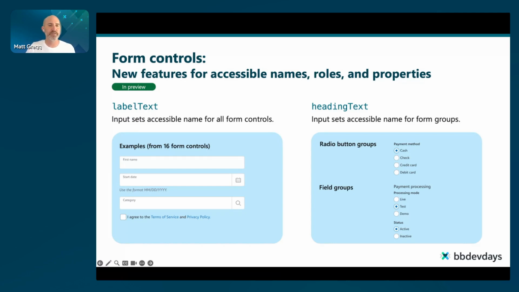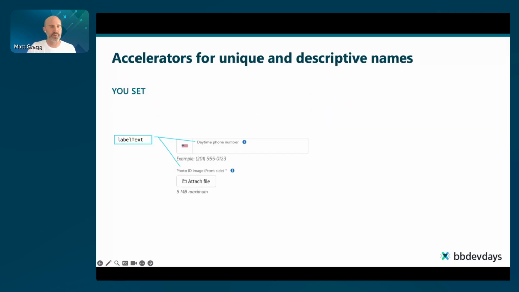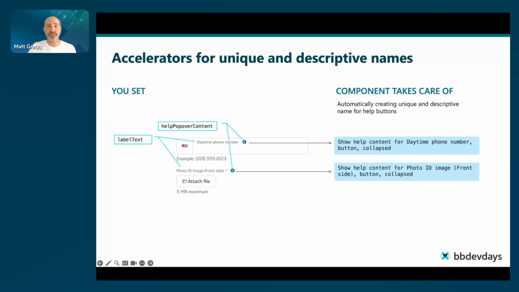So this is also starting to pop up with some of our form controls, where label text can be an input as well as heading text, and those get set automatically for their labels. What's cool about this is we started to build in some accelerators for unique and descriptive names. Once a label text is set for a particular component, you just set it once, and it's automatically going to set the context for, for example, help buttons, which is a common case where user assistance can be needed for forms. So you set the label text and the help popover content, and it's automatically going to build those button names for you behind the scenes to make those unique.